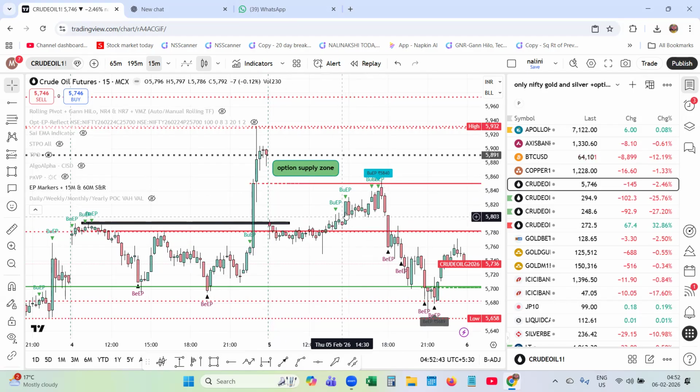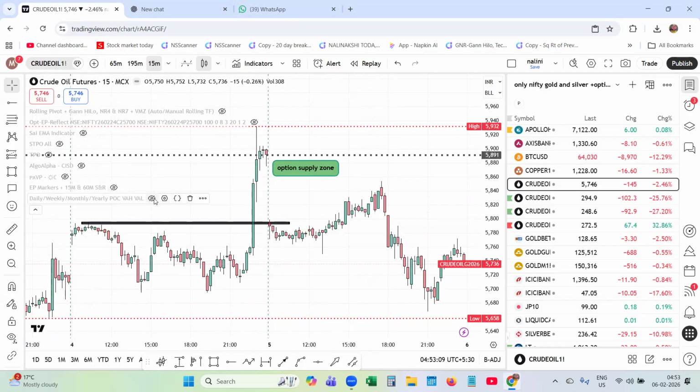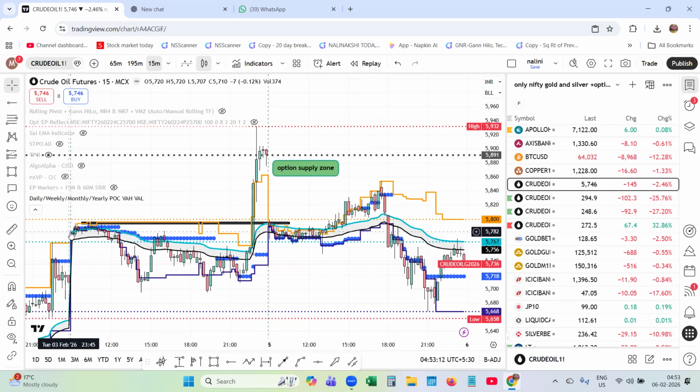Actually, after a steady up move, a bullish EP starts forming at the option supply zone. You can see here price stops expanding, and there is no value built over here. There is no bullish EP built over here. Let me hide this indicator and open the POC, value area high and value area low indicator.